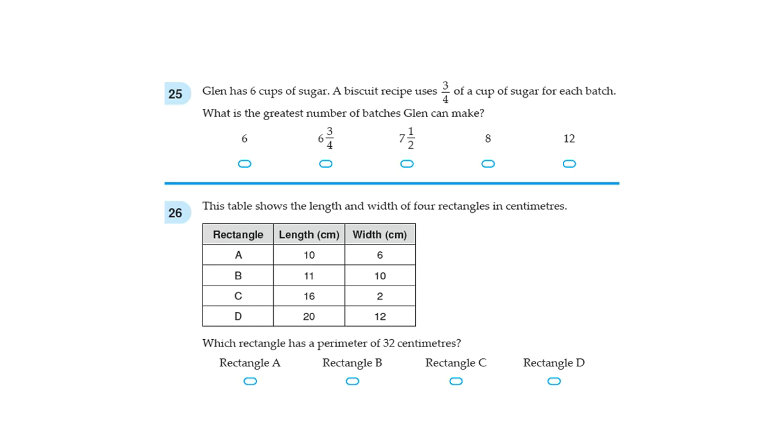25. Glenn has 6 cups of sugar. A biscuit recipe uses 3/4 of a cup of sugar for each batch. What is the greatest number of batches Glenn can make?